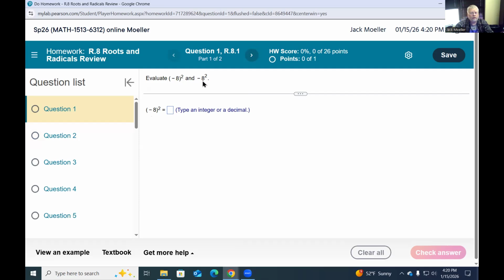-8 squared without the parentheses means there is one negative, so that's the opposite of 8 squared. So that would be a -64. Again, anytime you're dealing with exponents, parentheses matter. The way I remember it is if you have parentheses, you have the same number of negatives as the exponent. So if this was (-8) to the 5th power, you'd have 5 negatives. If you don't have parentheses, you only have one negative.